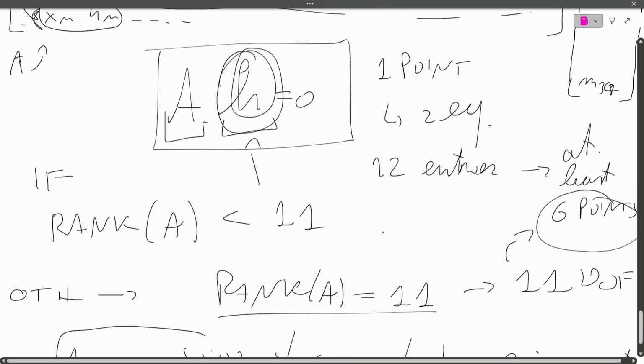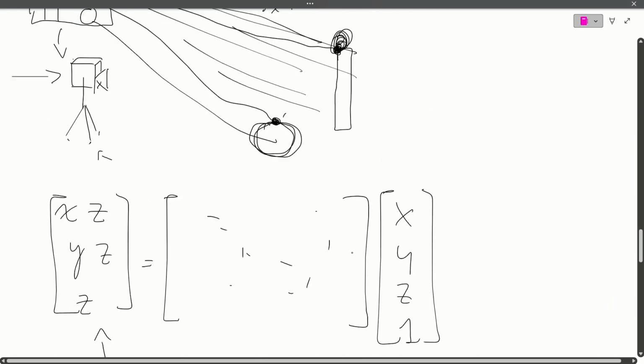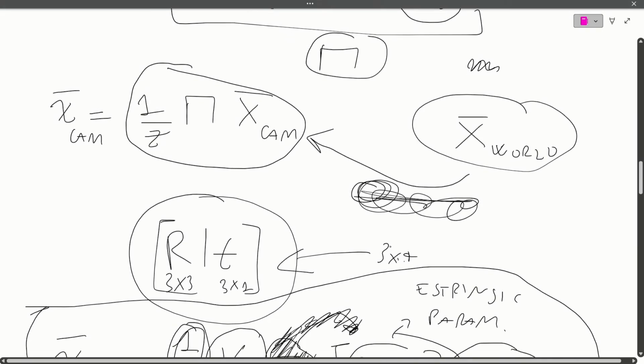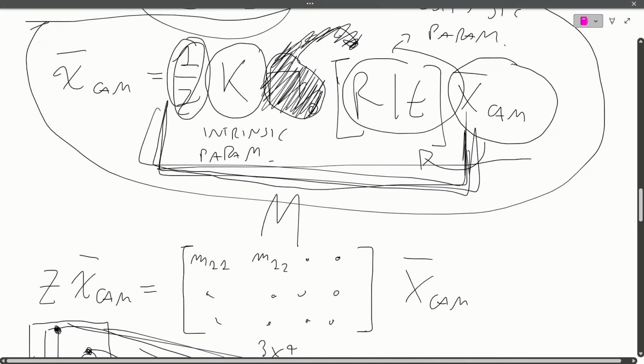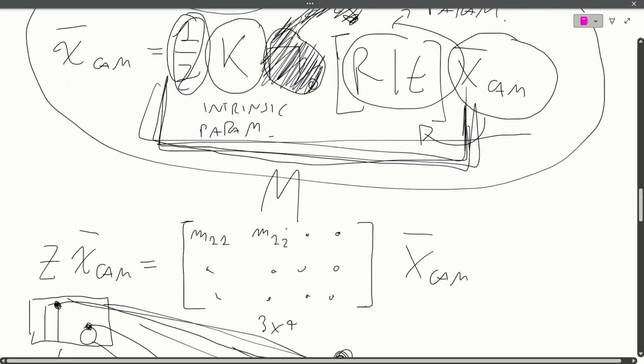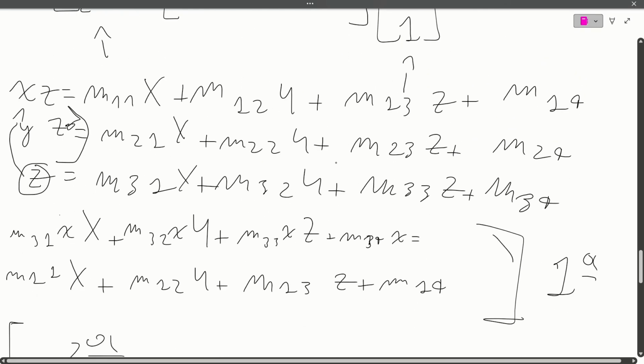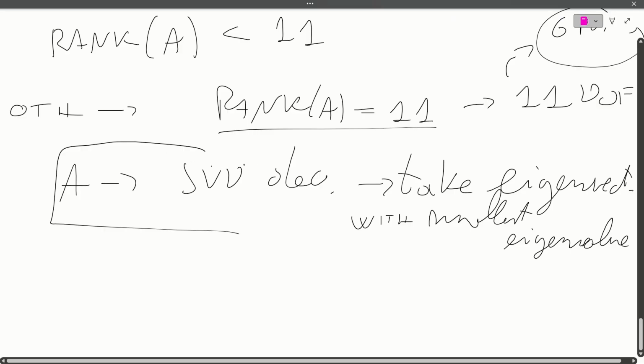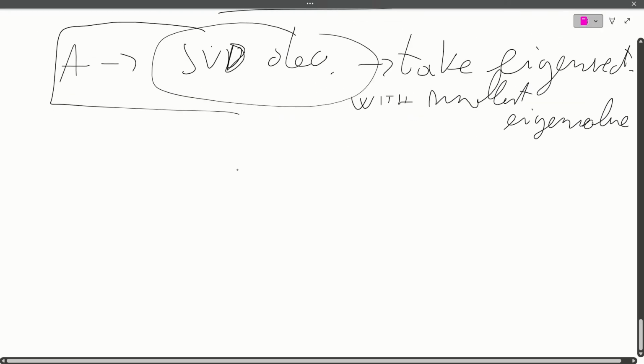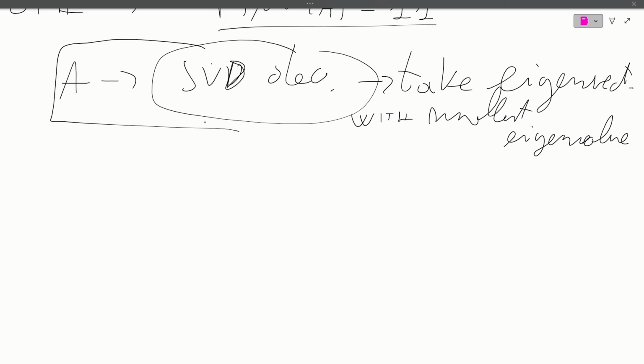What is really important is what we have said before, that this is the model. We want to find M. We can find M building a linear system, and then for solving it we use this SVD decomposition. Now we have found M, but is this useful? Yes, it's very useful, but if we stop here, it's not useful.